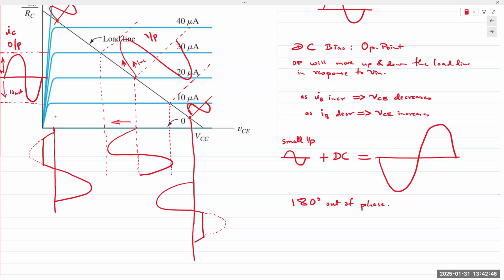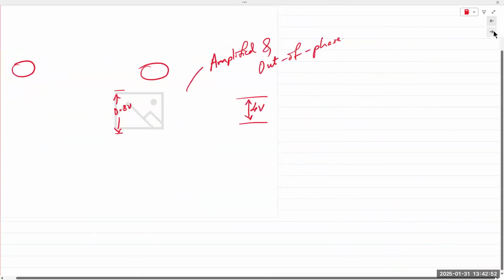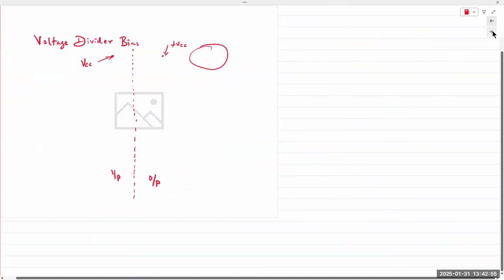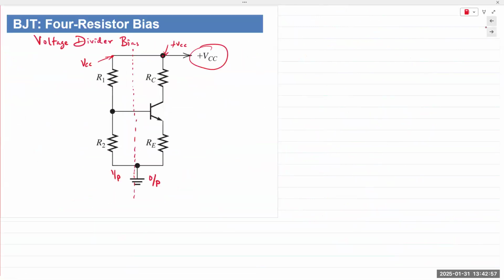So there are many other biasing circuits that are designed in a way that the circuit operates independent of the transistor beta values. One of those, and one of the most popular ones, is known as a 4-resistor bias circuit.